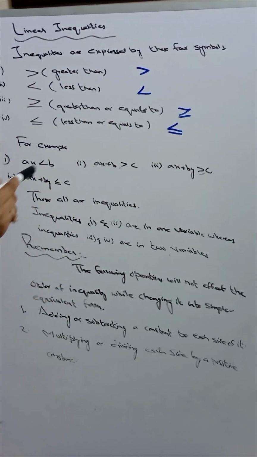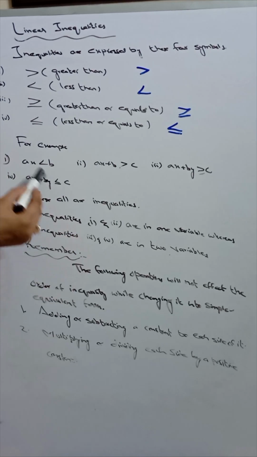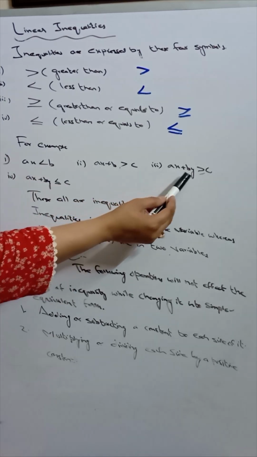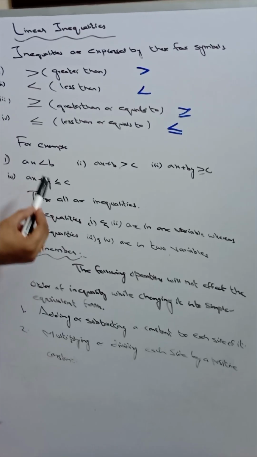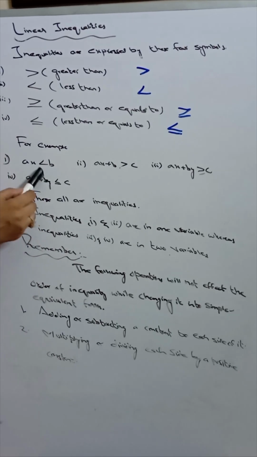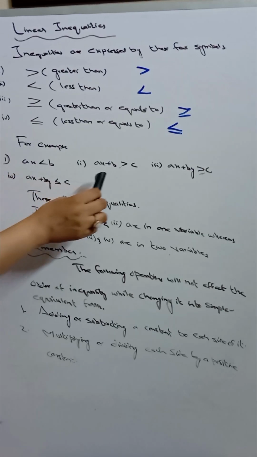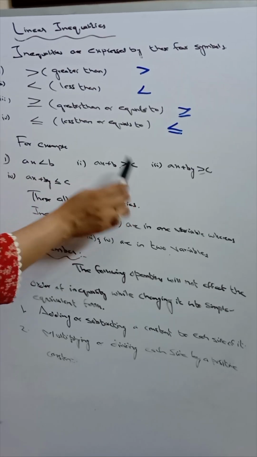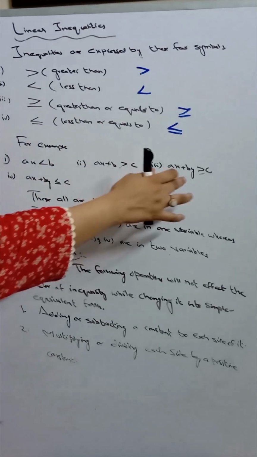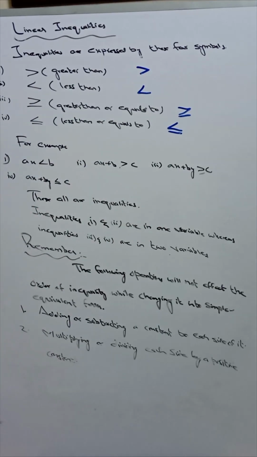In these linear inequalities, as you know, what is the variable here? X. What is the variable here? X. What is the variable here? X and y. What is the variable here? X and y. Alright. What is the constant here? B. What is the constant here? B and C. What is the constant here? B and C. Only C here. Alright. So the main point is this.